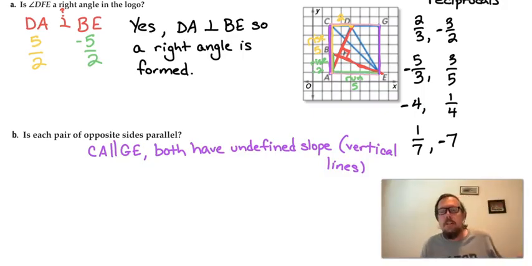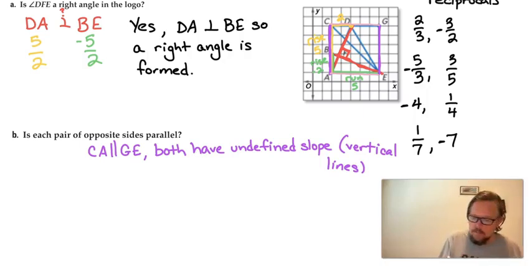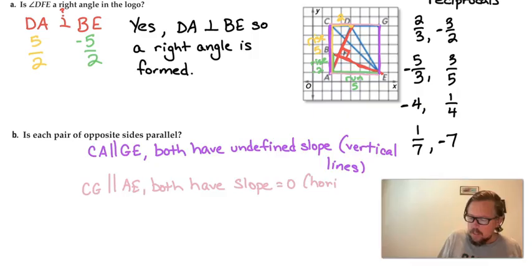Are those lines parallel? And those lines are also parallel because those are completely horizontal. They do not have a rise. You can see both of them have a rise of 0. So CG is parallel to AE. They both have a slope of 0 because they are horizontal lines.